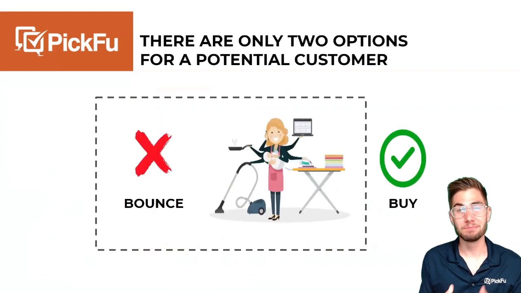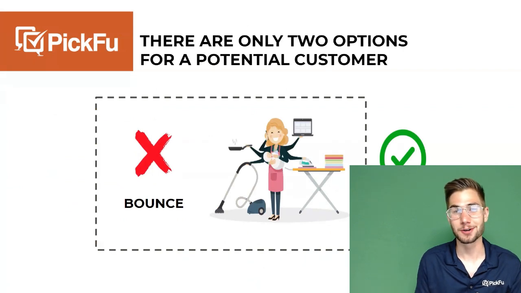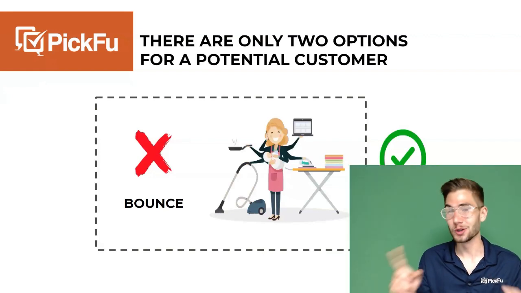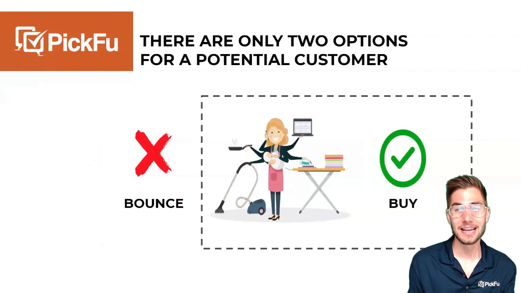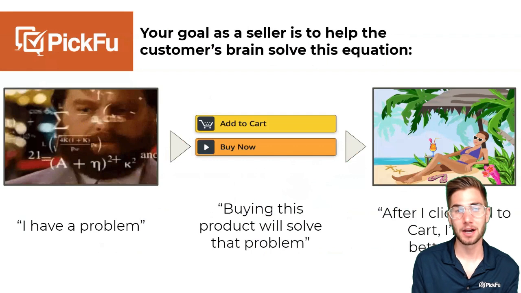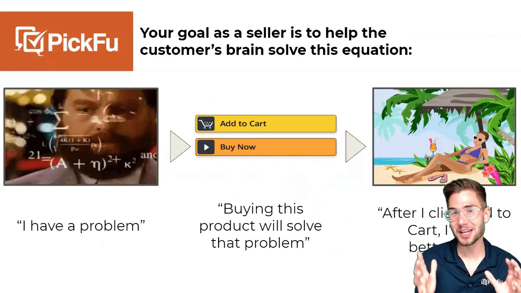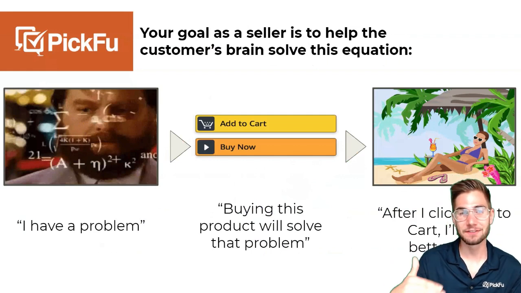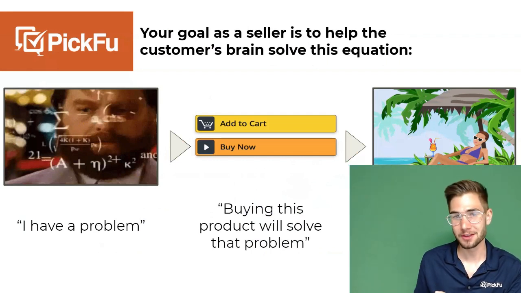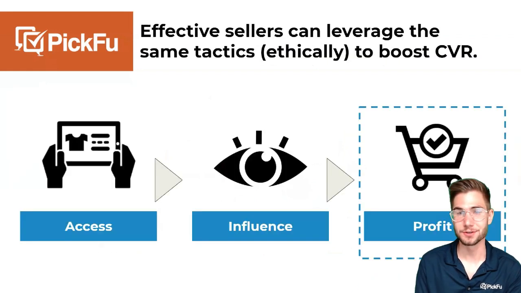To reiterate, there are only two options for a potential customer. They're either going to bounce or they're going to buy. What you have to understand from a conversion optimization standpoint is that the default is not for them to buy the product. The default is for them to go to the page of search results, open up 4 or 5 different tabs, and look around. The default is for them to bounce, so you've got to shift that over. You've got to influence them to see as much as possible, and you have to convince them to buy. I've shown this equation before, but you really have to help the brain solidify this checklist: I've got a problem, buying this product is going to solve the problem, and after I buy the product, I'm going to be better off. I'm not going to have any issues.